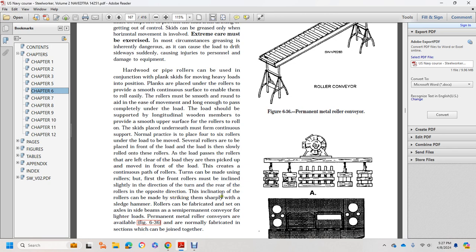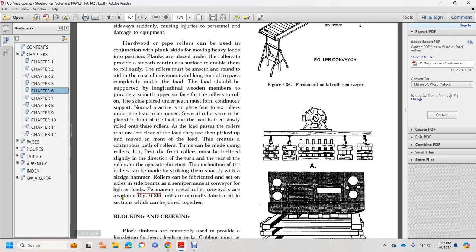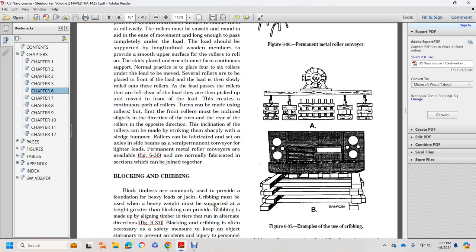The rollers may be made to turn by striking them sharply with a sledgehammer. Rollers may also be fabricated and set with an axle in a side beam, set by a permanent conveyor for lighter loads. Permanent metal roller conveyors are available, shown in figure 636, normally fabricated in sections that can be joined together.